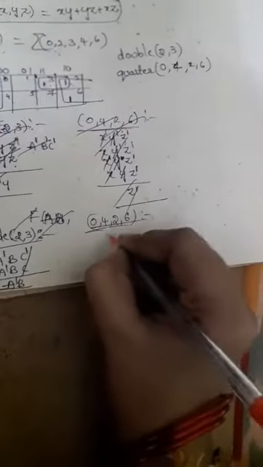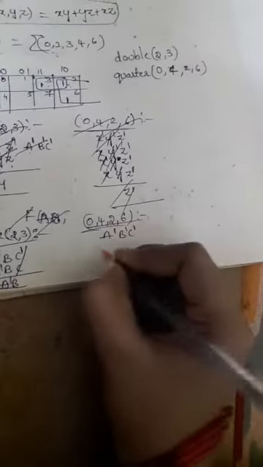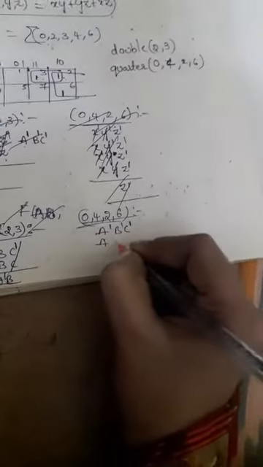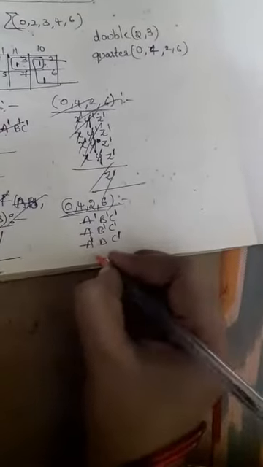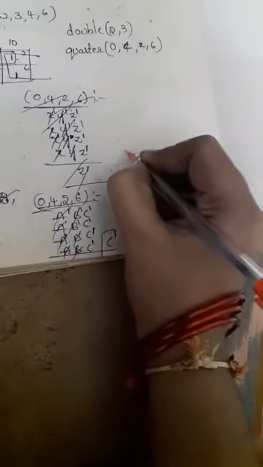So for 0, all will be complement, so a complement b complement c complement, and for 4, 1 0 0, so a b complement c complement, and for 2, 0 1 0, so a complement b c complement, and next for 6, 1 1 0, so a b c complement. So b complement will be cancelled, and a complement and a will be cancelled, then the result becomes c complement. Finally the prime implicant result for f of a b c is a complement b plus c complement.